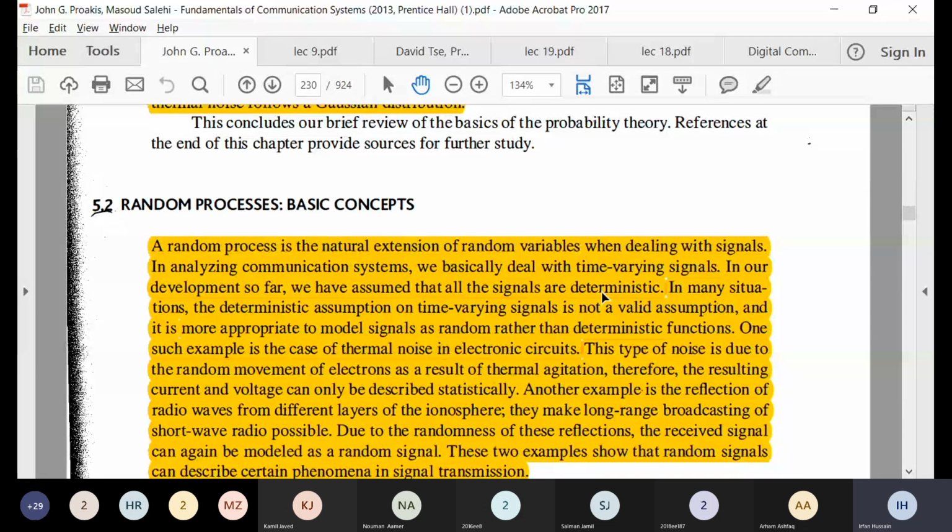But what happens in communication is that the deterministic assumption is not valid, and it is more appropriate to model signals as random. Signals become random. One example is the famous thermal noise. Have you studied thermal noise in any previous course?